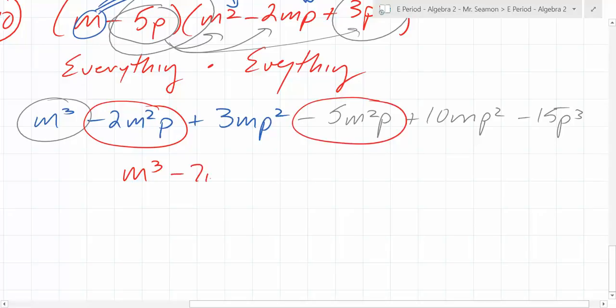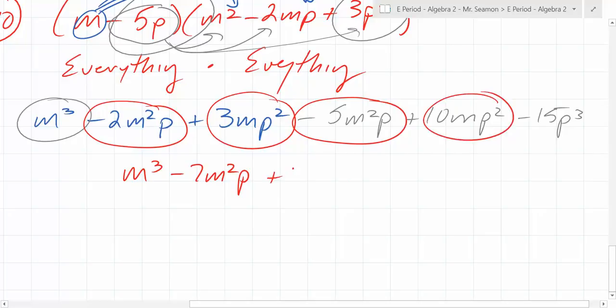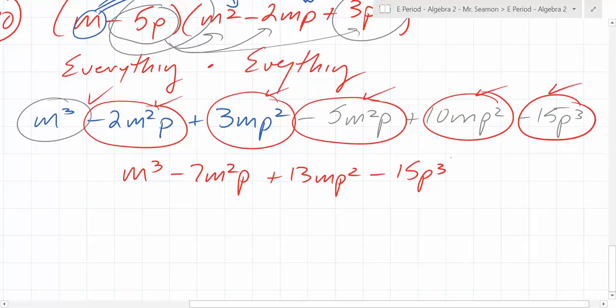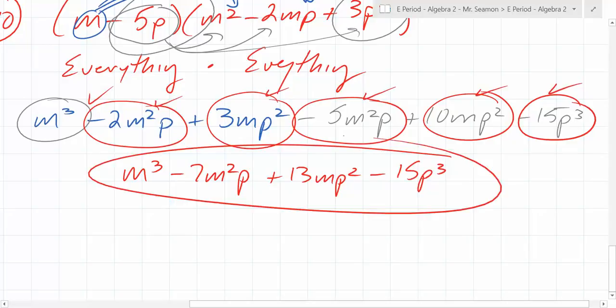Negative 7. Correct. And then we have mp squared. Oh, look, it's right there. So how many do we have? 13mp squared. And then we have minus 15p cubed. I like to check them off as I go to make sure I've gotten everything. There you go. That would be the most simplified form.